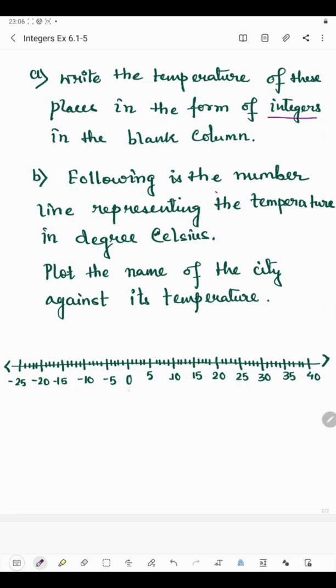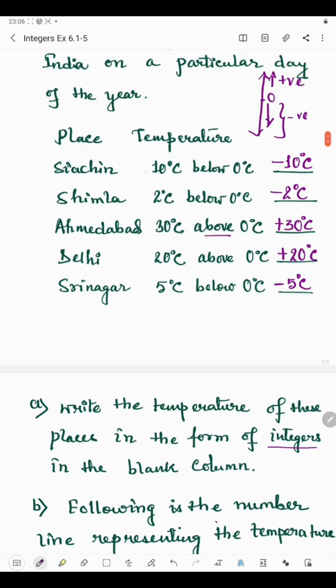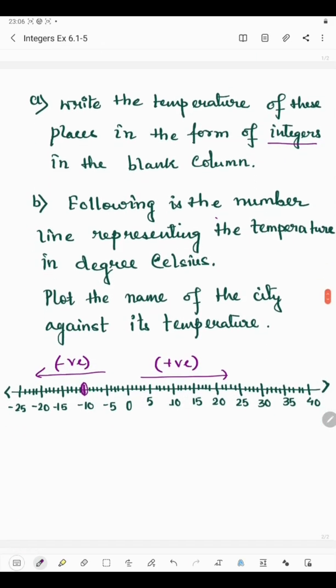As we know that left side of 0 is all negative integer. So this side is all negative integer. And right side of 0 is all positive integer. So minus 10 is here. Right? So this is which place? Minus 10 degrees Celsius is Siachen's temperature. So we will have to plot the name against minus 10 degrees Celsius. Okay? So we will write Siachen.